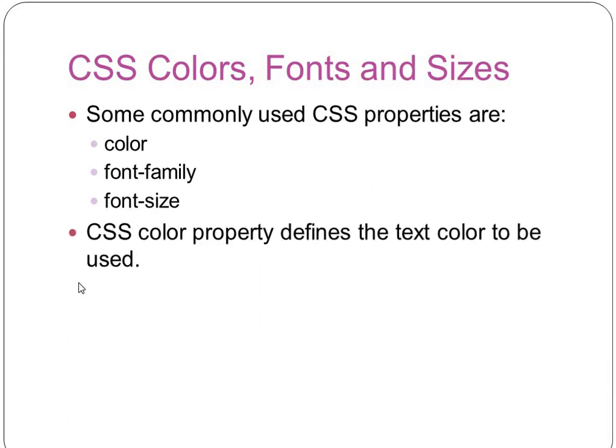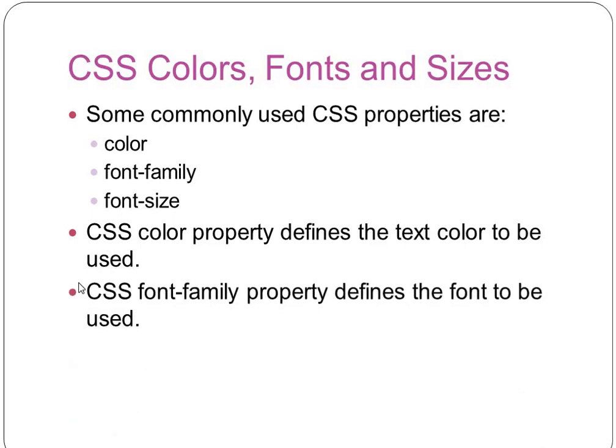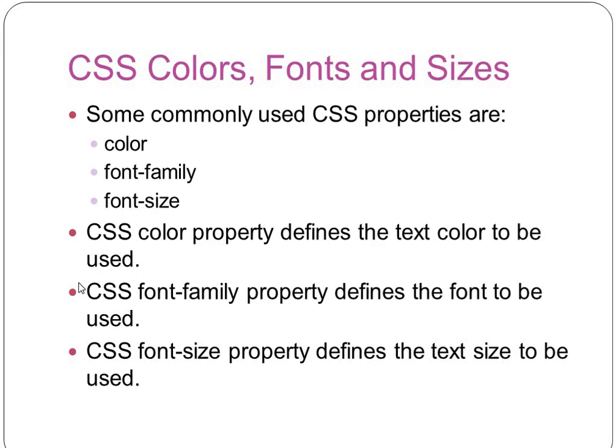The color property is used to define the text color to be used. That is, if you want to change the color of a text on a web document, then you can use the color property. And the value of the color can be varied according to the need of the user. Also, another property is font family. Font family defines the font to be used. That is, in which font the text is to be displayed will be defined by the font family property. Another one is font size property. That is, the size of the text to be displayed will be defined using this particular property. Let's see this with the help of an example.